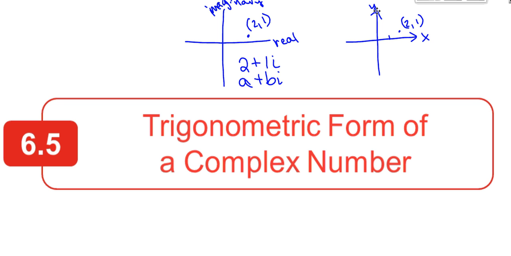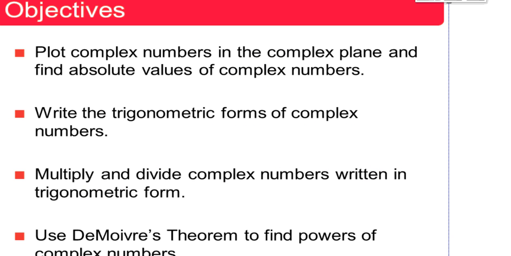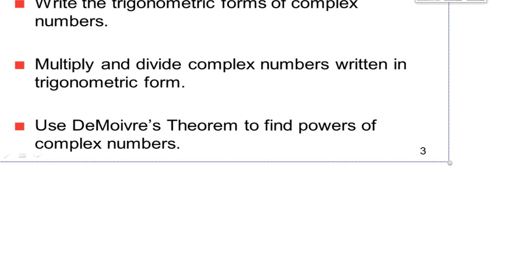So that is just the basic idea behind a complex plane, and we'll see that as we go through these first couple of slides here. And so trigonometric form of a complex number, we want to plot complex numbers in a complex plane and find absolute values of complex numbers. You'll find that's going to be pretty straightforward, the Pythagorean theorem. Write trigonometric forms of complex numbers, multiply and divide complex numbers written in trigonometric forms, and we'll use de Moivre's theorem to find powers of complex numbers.